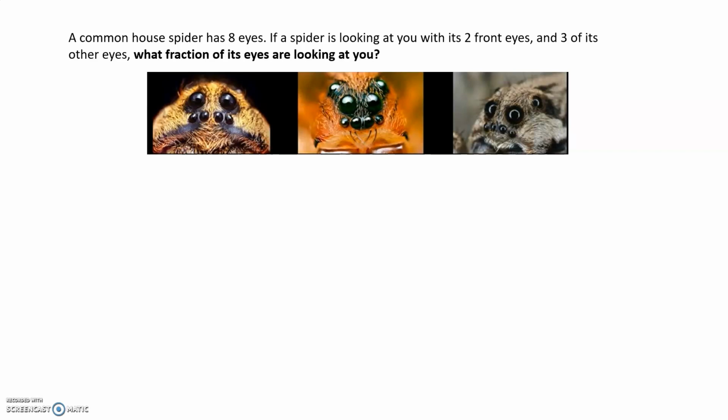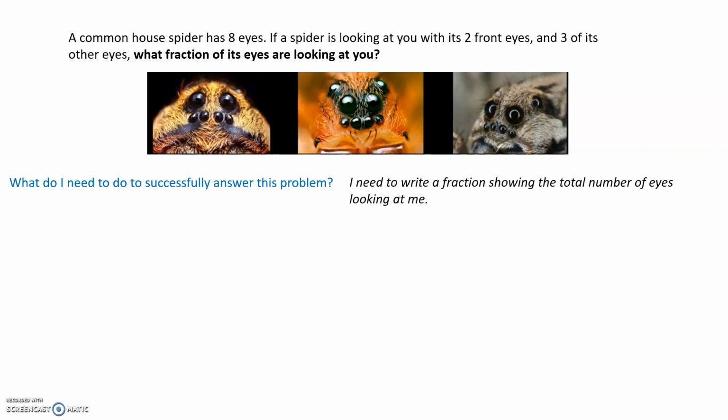So the first thing I need to figure out is what I need to do to be able to answer this problem. And I get that right from the problem itself. I need to write a fraction showing the total number of eyes looking at me. So let's look at this. A house spider has 8 eyes. If it's looking at you with its 2 front eyes, we can say that would be 2 out of 8 eyes looking at me.